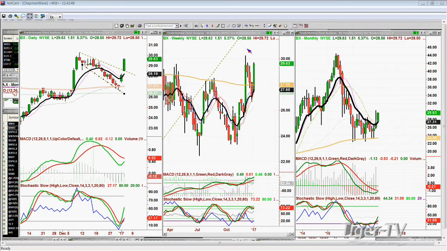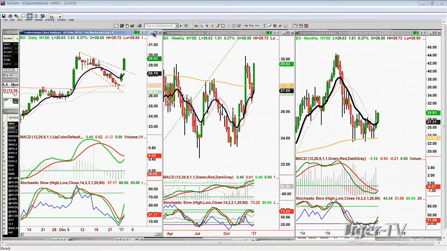ABC, I think it'll go to leg D above 30.25, and it should do that within a few weeks. And there's a Chapman Wave falling axe. I just drew that in right there. Breaking it out, you should have at least a 1-to-1 to the upside. That's the projection of a falling axe formation. So BX is looking good, 29.63, up $1.51 today.